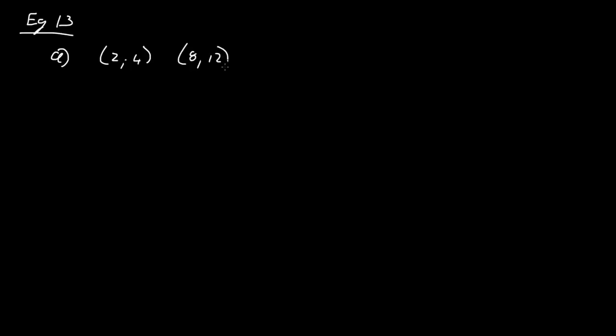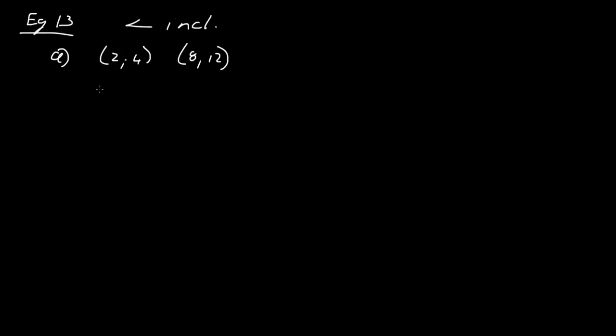Okay, so example 13 says, determine the angle of inclination of the lines passing through the following 2 points. So they give you part A, and the points given are (2, 4) and (8, 12). So let's start off with number A. They're asking for the angle of inclination of the line passing through these 2 points.